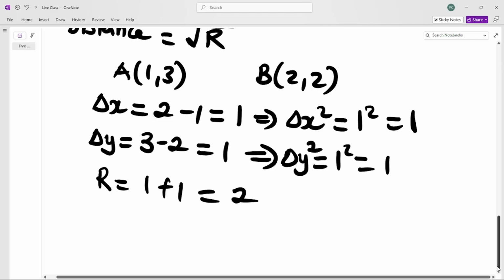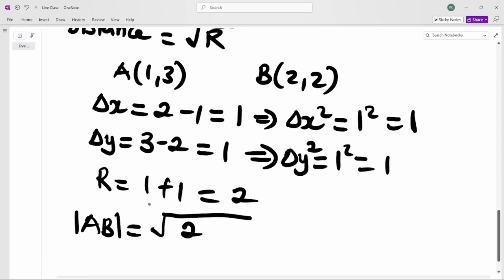So now what's the final distance? The final distance AB is equal to the square root of 2, because that's the result. Square root of 2. Then you put it in the calculator or you keep it like this.